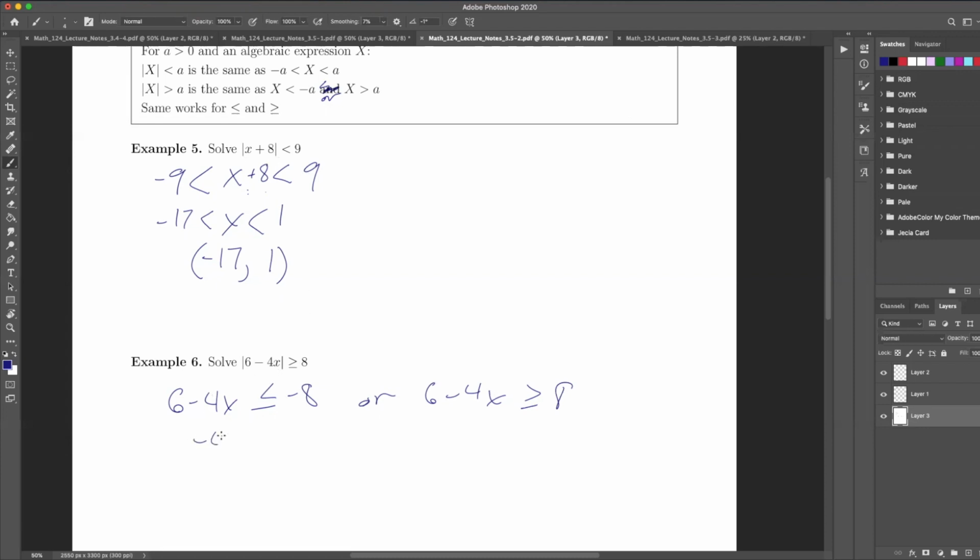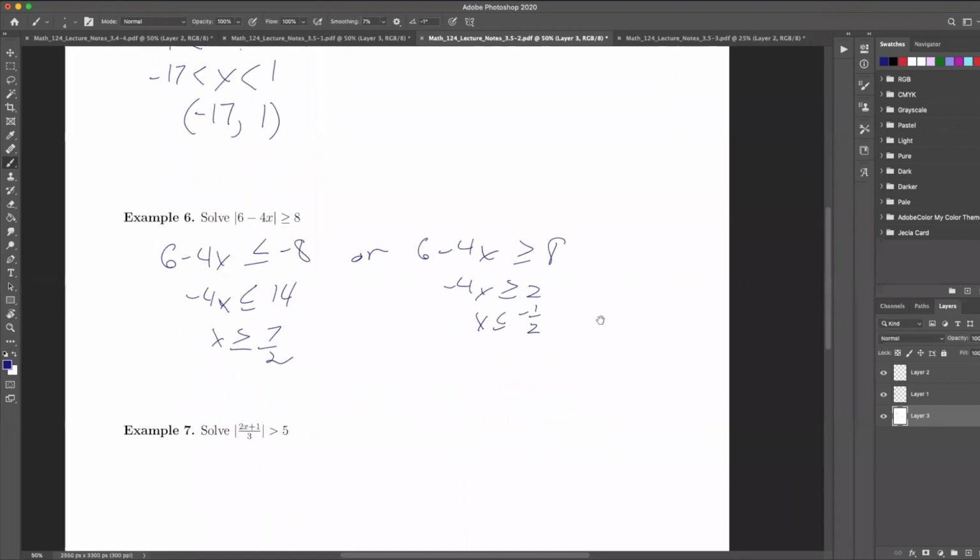So we're going to get minus 4x is less than or equal to 14. And then since we're dividing by a negative, we flip the sign. So this is greater than or equal to 7/2 here. We move the 6 over, so this is less than or equal to 2. Divide by that, so it'll be minus 1/2. And notice since we divide by negative, we flip it.